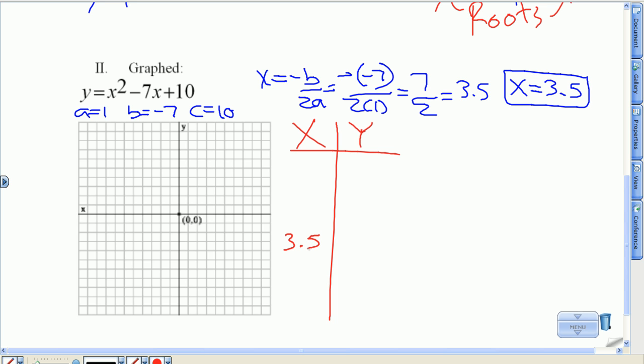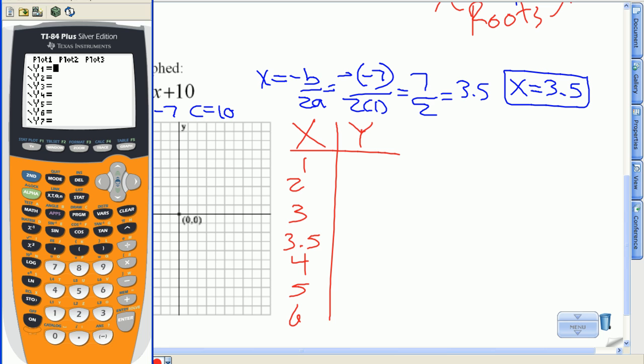3.5 goes in the middle of our table. The closest integer to 3.5 smaller than 3.5 is 3. I'm going to go up to 2 and 1. Closest integer to 3.5 but larger than 3.5 is 4, 5, and 6. Notice I'm not going to fill my table with decimals. We're just really creating some grief for ourselves doing that. There's better points to plot, and those are the integers that are 3 above and 3 below the value you get from the axis of symmetry formula.